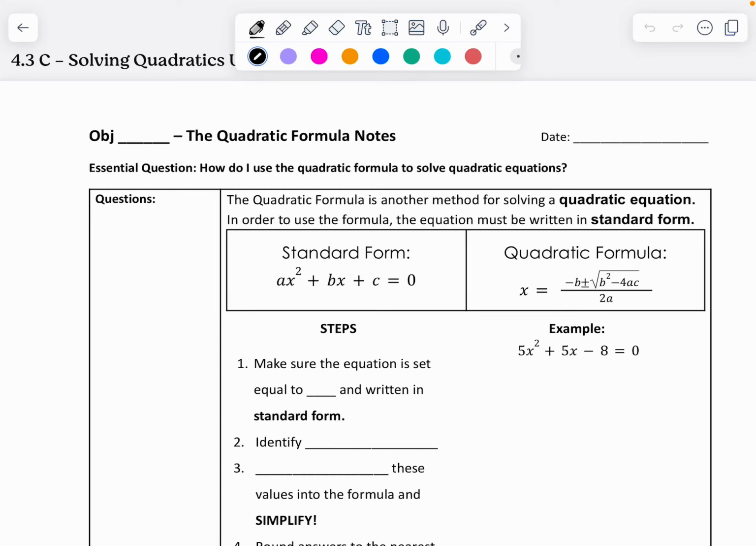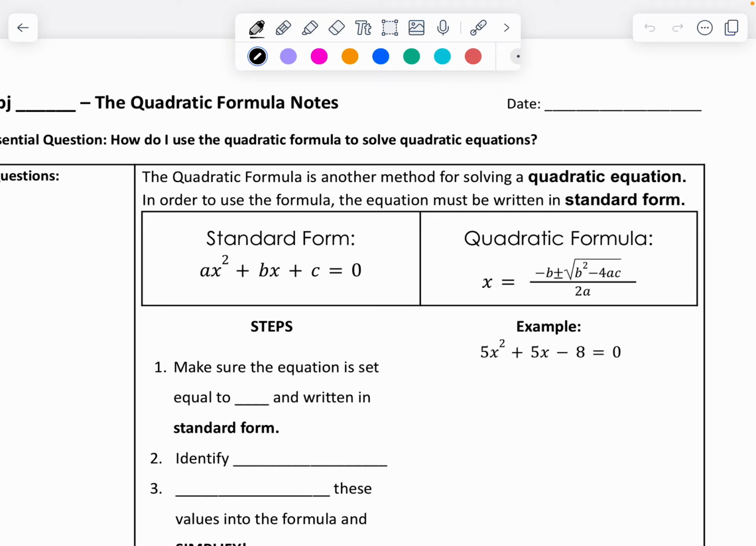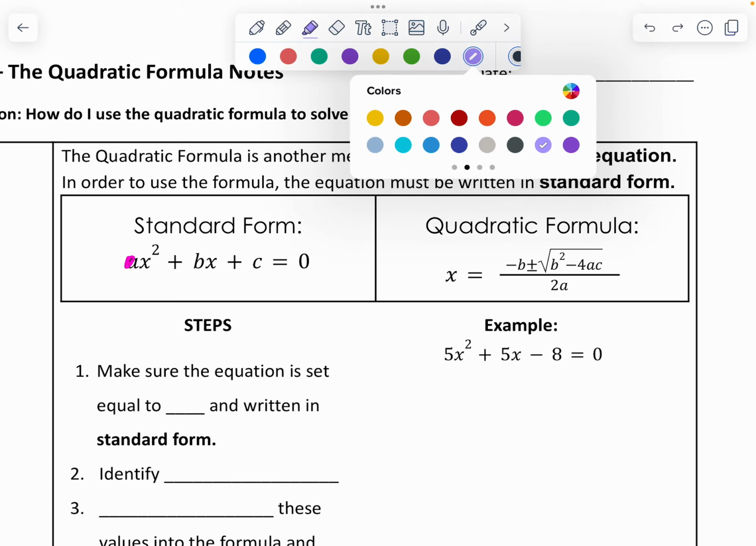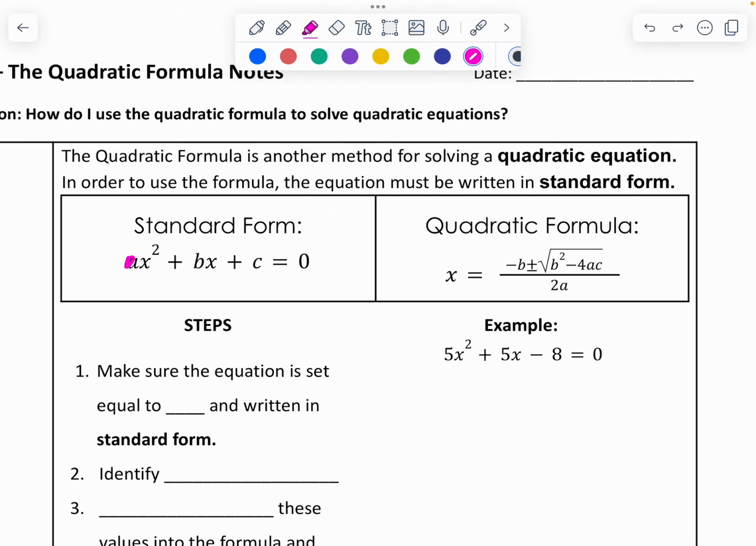Today we'll be learning how to solve quadratic equations using the quadratic formula. The quadratic formula is another method for solving a quadratic equation, and in order to use the formula, we want to make sure that the equation is written in standard form. So remember, standard form is ax squared plus bx plus c equals 0.